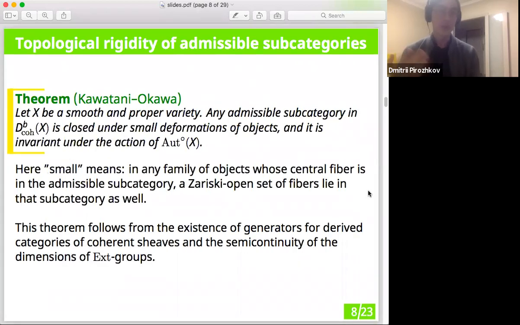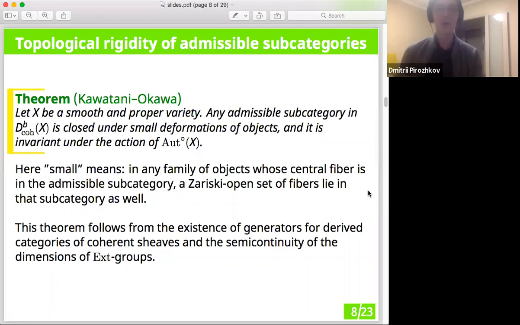Okay, and one general property of admissible subcategories that we know, and that is in fact quite easy to show, is the following topological rigidity property. It's proved by Kawatani and Okawa in their paper that was mostly dedicated to studying which varieties have indecomposable derived categories, but along the way they developed this interesting tool that is quite convenient. So they proved that if you have a smooth and proper variety and you have an admissible subcategory in its derived category, then automatically this admissible subcategory is closed under small deformations of objects, in the sense that if you have a family of objects in the derived category and some object from this family lies in the admissible subcategory, then you have a Zariski open neighborhood of the base of the family for which all of them also lie in that admissible subcategory.